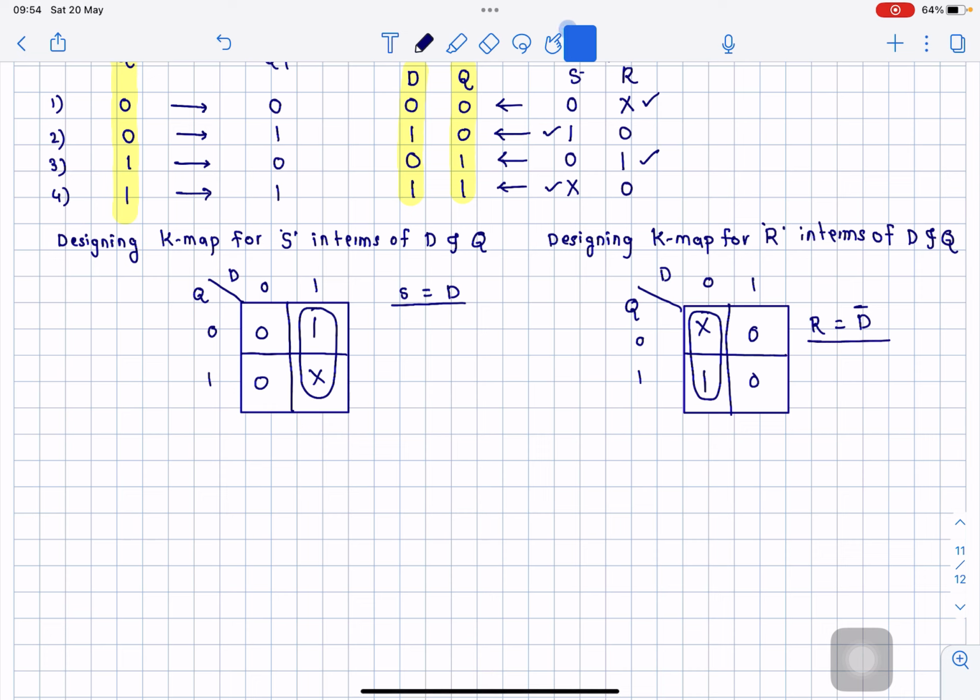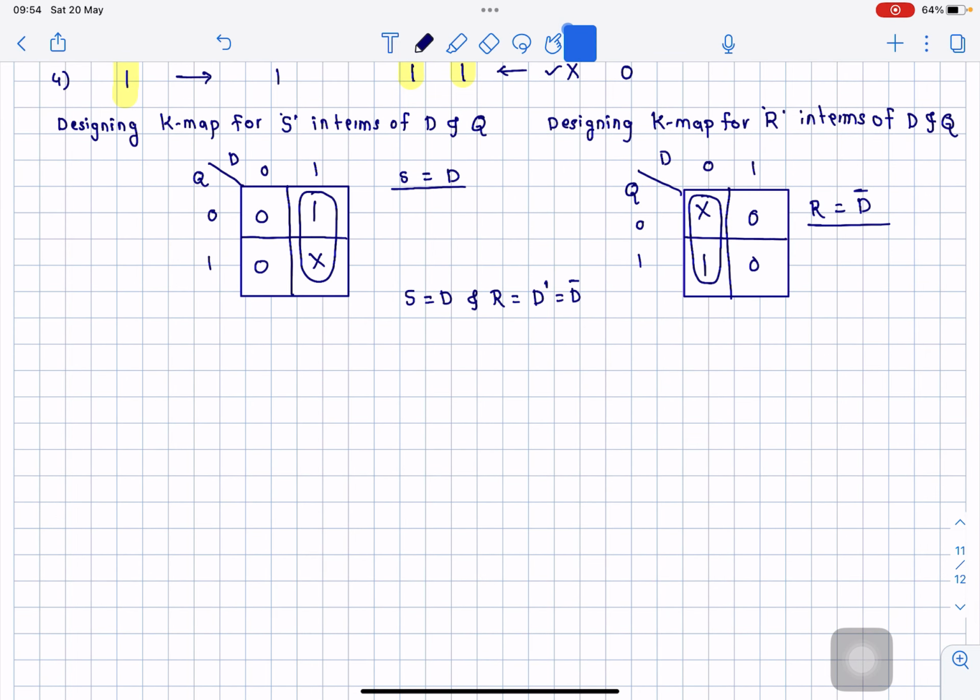So how do we convert the SR flip-flop? S will become D, and the R input of the SR flip-flop will become D dash or D bar, one and the same. So first of all we draw the SR flip-flop. I will draw the SR flip-flop here.